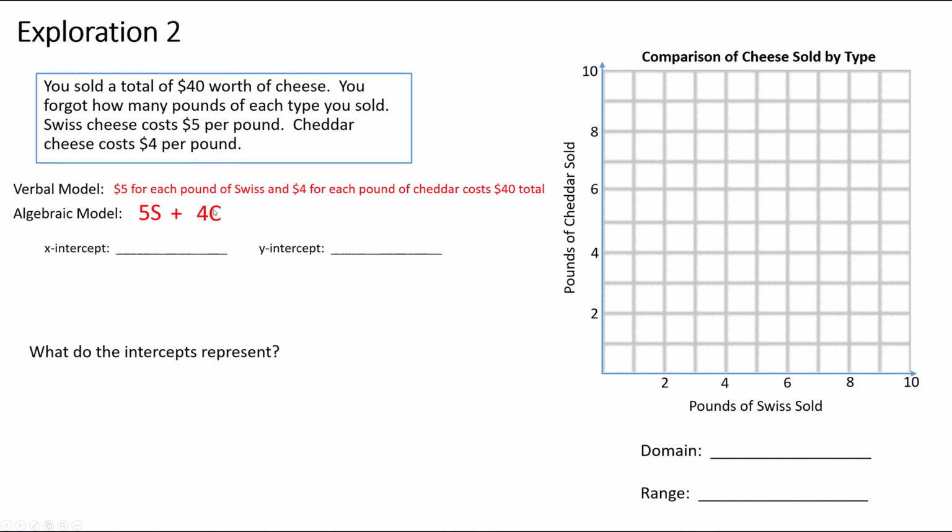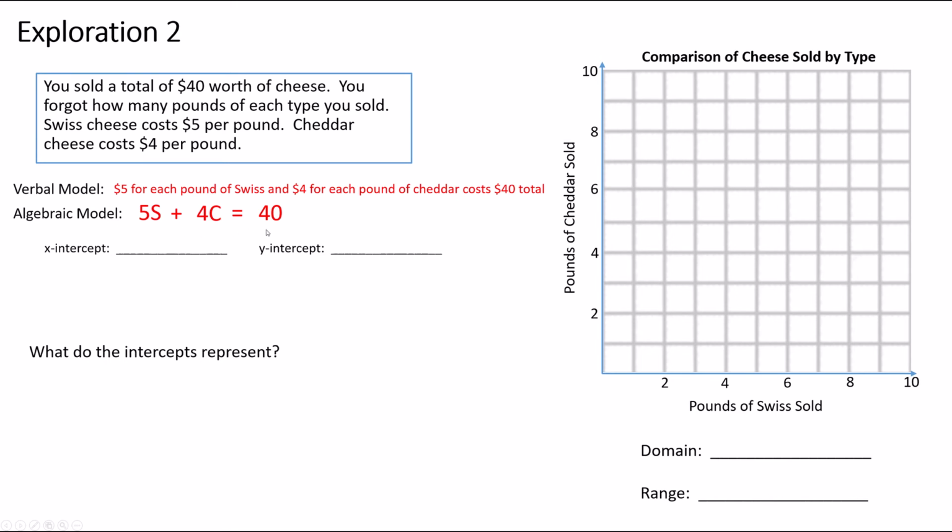It's $4 for every pound of cheddar. Notice I'm using C for cheddar. So if I buy 1 pound of cheddar, it's 4 times 1 or $4. 2 pounds of cheddar is 4 times 2 or $8. 3 pounds of cheddar is 4 times 3 or $12. And when I've bought both of these, I know I will have spent a total of $40. This is an algebraic model of this story.